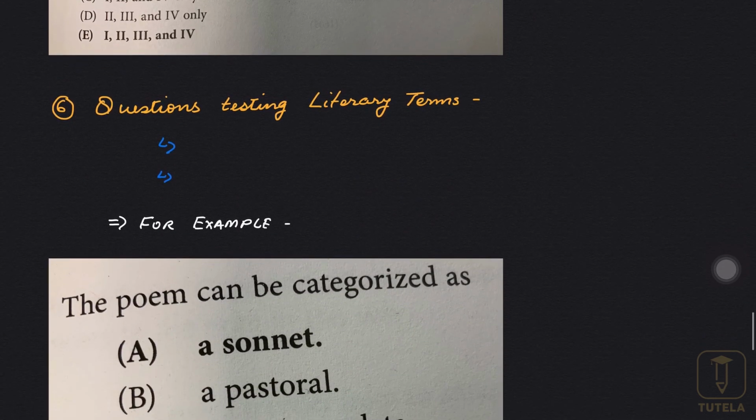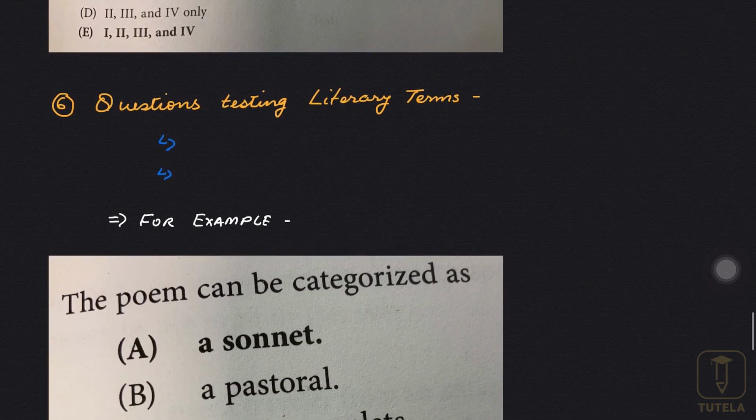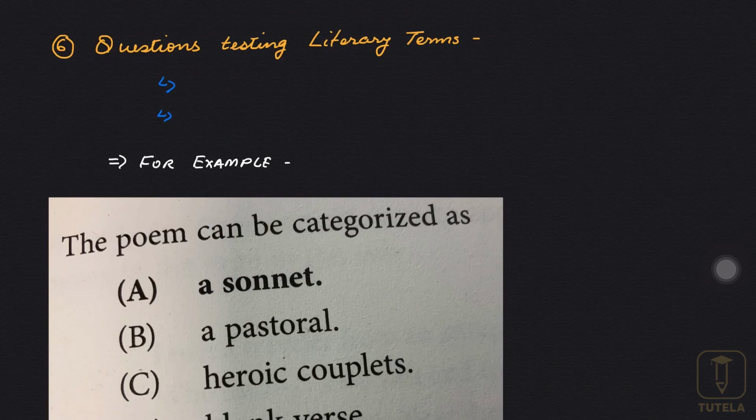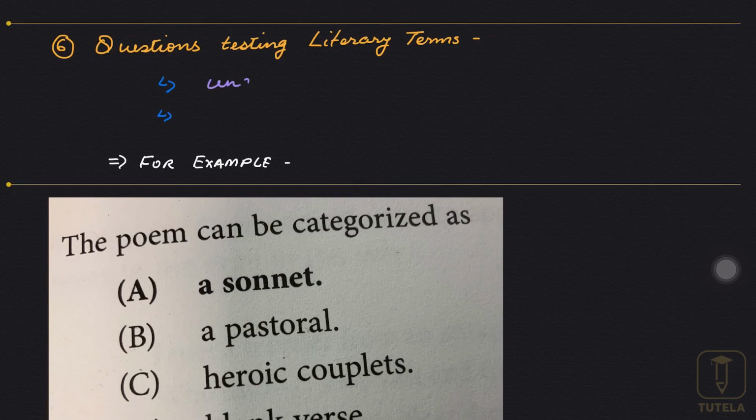Now we are to talk about the 6th type of questions, and these questions are testing us on our knowledge of literary terms. So questions related to literary terms are basically trying to find out if you have an understanding of the literary terms. There are many literary terms in the English language, and of course, one has to have a good understanding and knowledge of the literary terms and study those with examples.